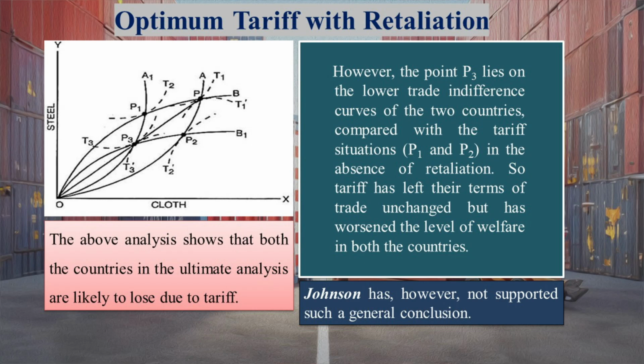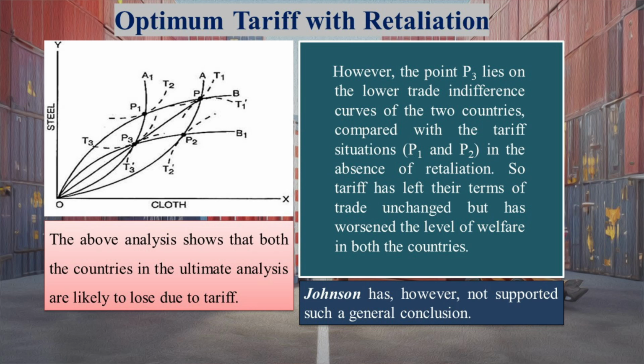However, the point P3 lies on the lower trade indifference curve of the two countries compared with the tariff situations P1 and P2. If we see in the diagram, P1 and P2, the points of intersection of the offer curves, are lying on the higher indifference curves. And as we know, a higher indifference curve, T1, T2, gives a higher level of satisfaction. But this point P3 lies on a lower indifference curve. So in the presence of retaliation, the tariff has left their terms of trade unchanged but has worsened the level of welfare in both the countries.